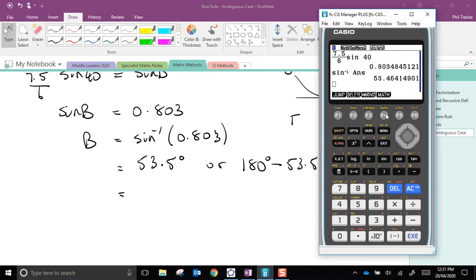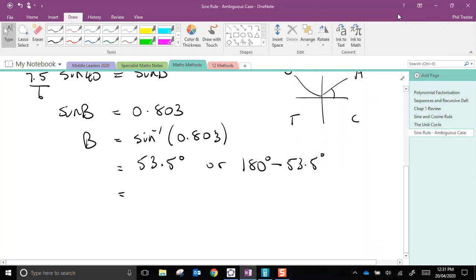Let's go 180 minus the previous answer, 126.5. So I have possible answers of 53.5 degrees or 126.5 degrees. Now, how do I know if they both apply?